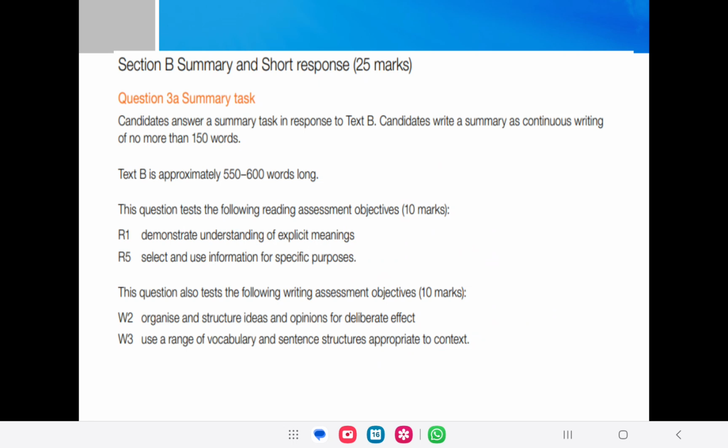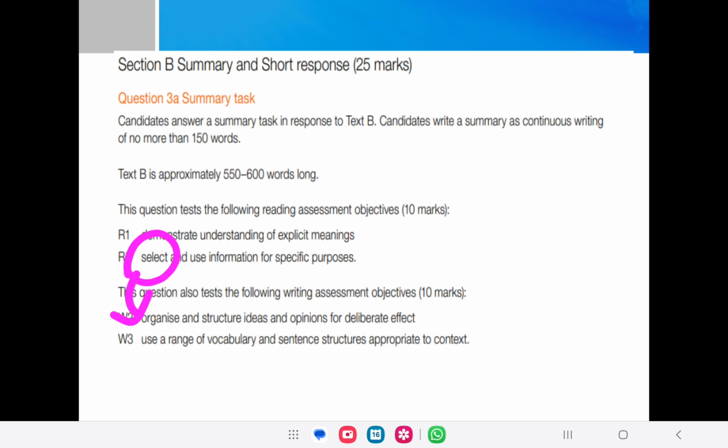Then the next 10 marks in summary writing are writing marks, and W2 means writing objective number 2. All the information that you have selected in R5, select and use, you are going to organize and structure ideas and opinions for deliberate effect. This selected information is going to be organized and structured here in the writing objective.